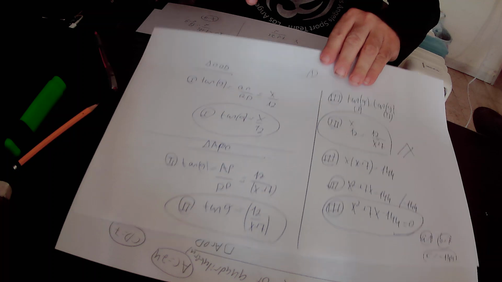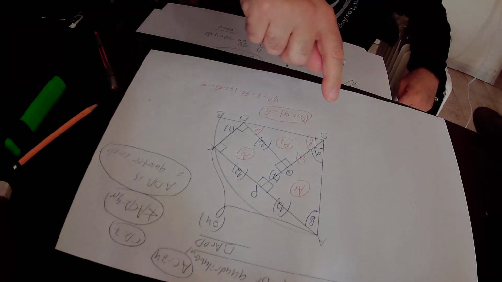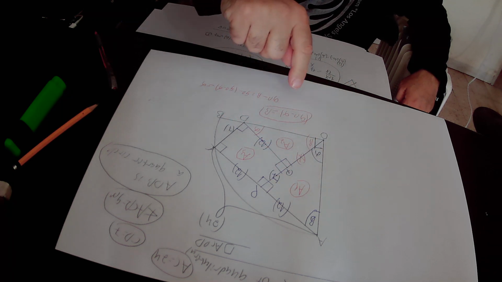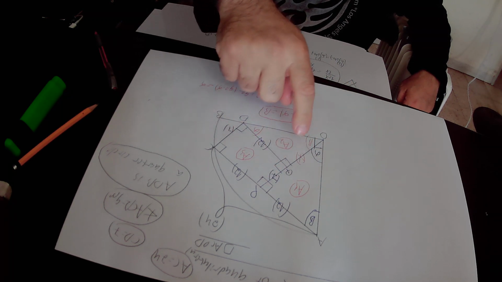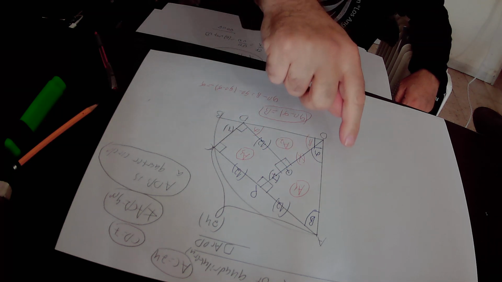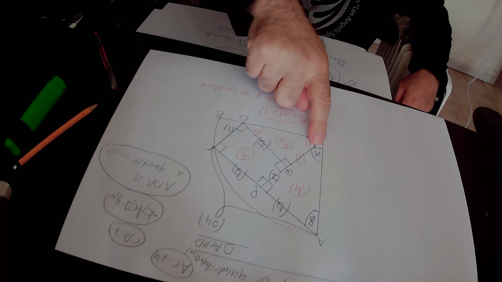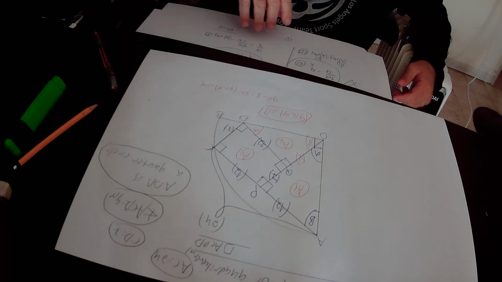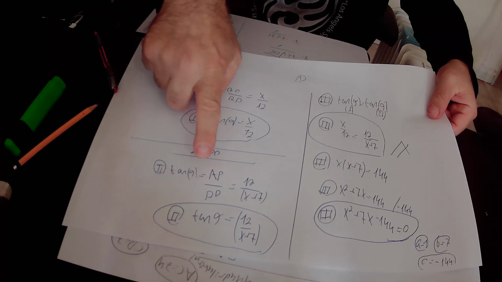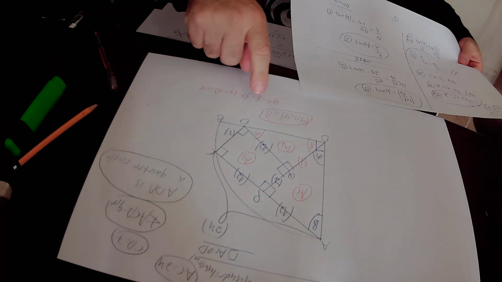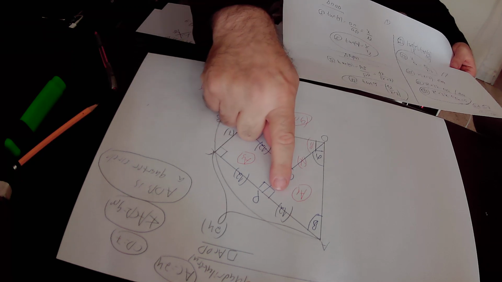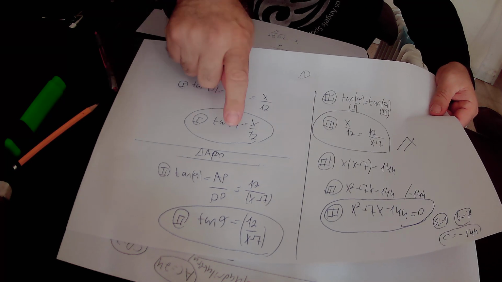x over 12. Then we focus on right triangle APO. This angle equals 90 degrees, therefore this is a right triangle. In this right triangle APO, tangent alpha equals AP over PO. Repeat again: in the right triangle APO, tangent alpha equals AP over PO. AP is 12, so we substitute AP by 12.